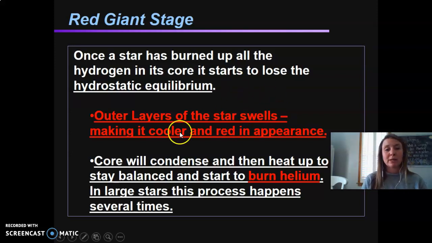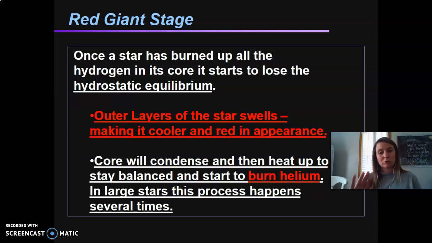So what happens is that as it starts to swell up, the core starts to, oh, we've got heavy elements, and so it starts to condense because gravity once again is pushing it together, and it starts to fuse together helium. So instead of hydrogen, it's now putting together helium, and that will then form lithium and other different types. I'll show you here in a minute. So the core will condense and then heat up to stay balanced, and so it starts to stay balanced by burning helium, or fusing together helium.